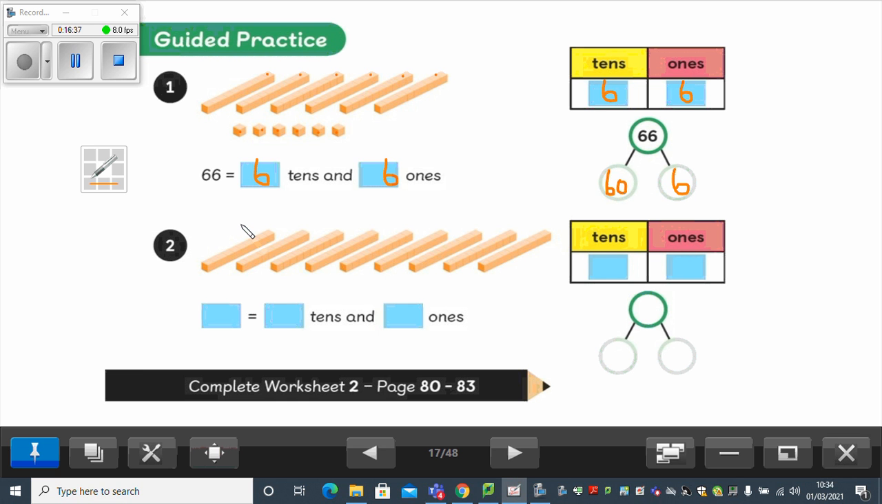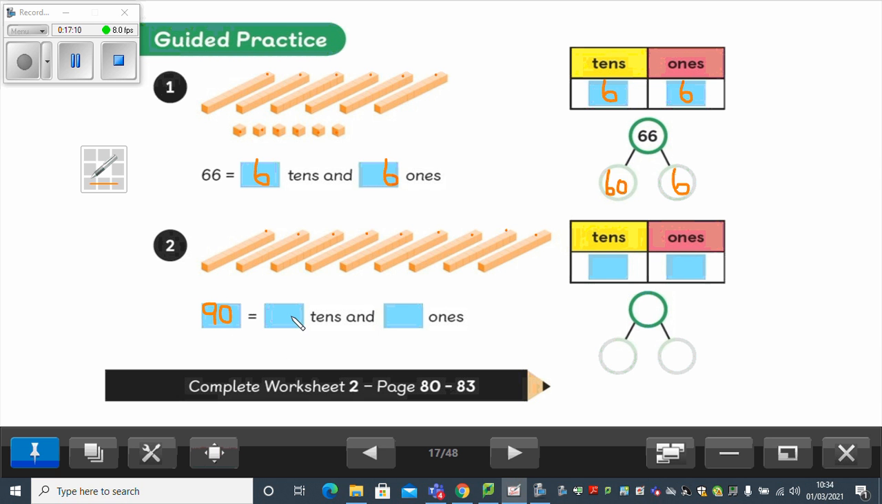Let's have a look at our second picture. So this time we had to work out our whole number first. So let's count in tens to find that. Ready? 10, 20, 30, 40, 50, 60, 70, 80, 90, and no ones. So our whole number is 90.